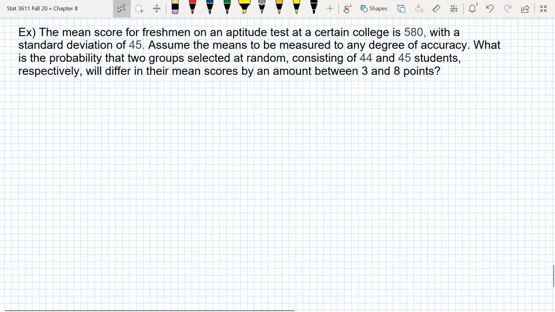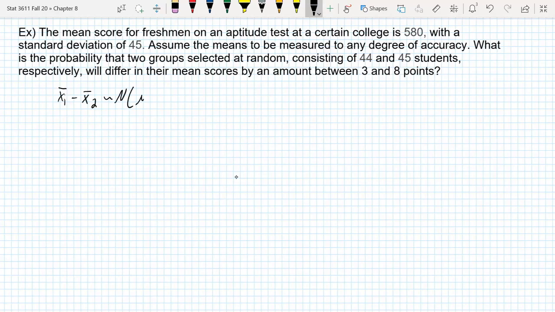All right. So I always like to start by reminding myself the needed parameters for a distribution of difference of sample means. This follows a normal distribution with the mean being the difference of the population means, mu1 minus mu2. And remember that the variance of our difference is sigma 1 squared over n1 plus sigma 2 squared over n2. So what do we have in this problem?